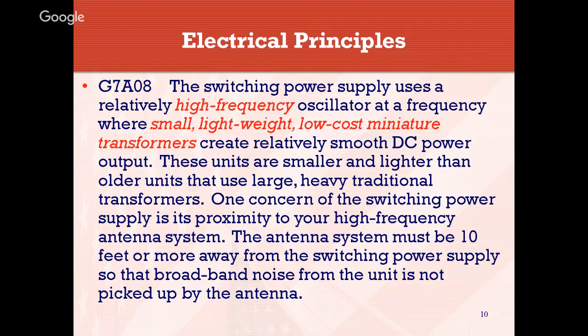Instead of the big bulky ones that I have now, if you look in your book on page 135, you can see a picture of a little Jetstream switching power supply. They're fairly compact, and they use smaller, lightweight, low-cost miniature transformers to take your AC power and turn it into 12 volts. The large, heavy, traditional transformers are like boat anchors.